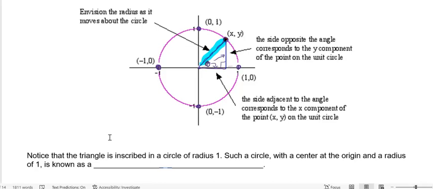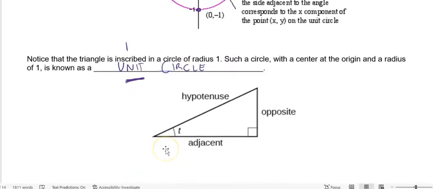Such a circle with center at the origin and radius 1 is known as a unit circle. We'll talk about this later as well. Unit means one, circle means circle. Okay, so a circle with radius 1 centered here at the origin is called the unit circle.